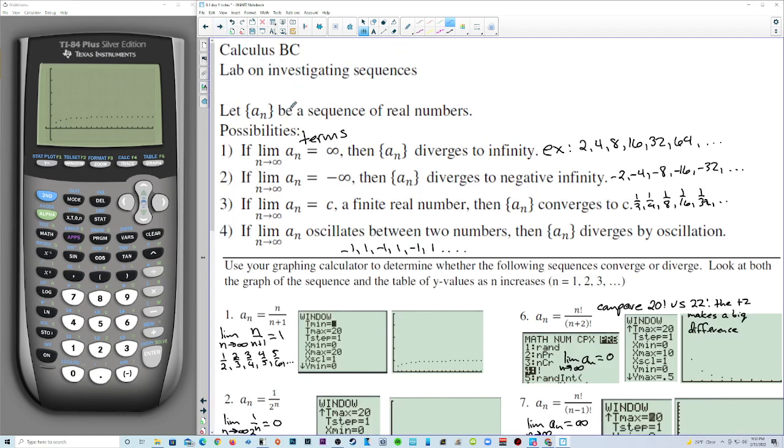Lab on investigating sequences. Let a be a sequence of real numbers. Now the terms can either go to infinity, go to negative infinity, converge to a value, or diverge by oscillation.